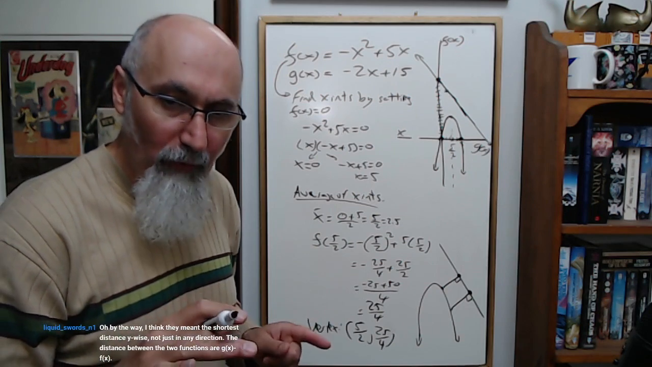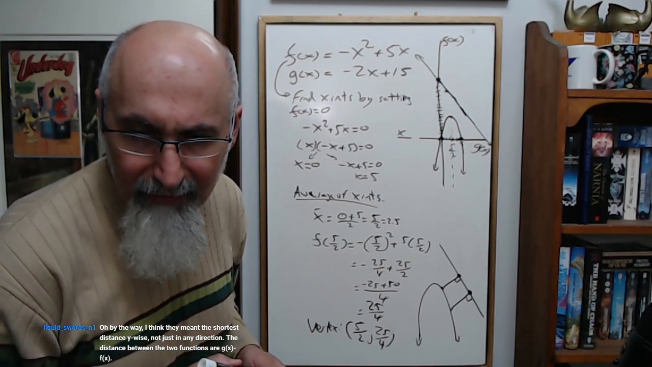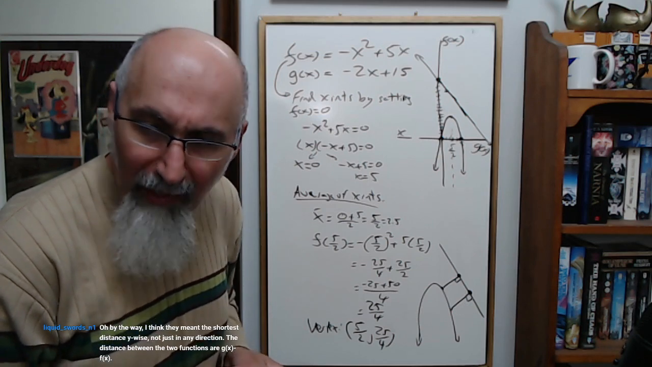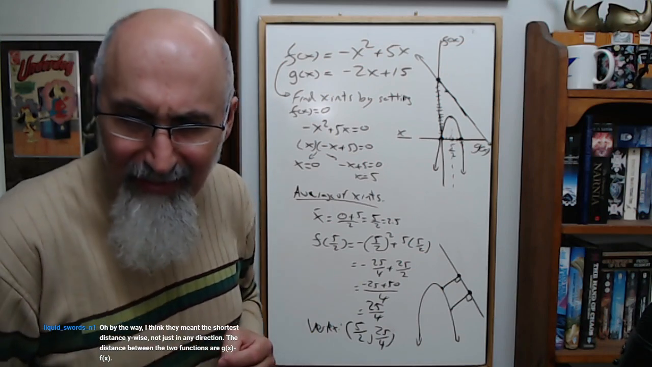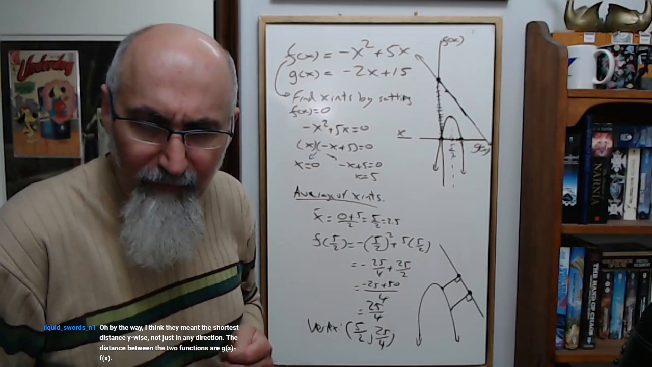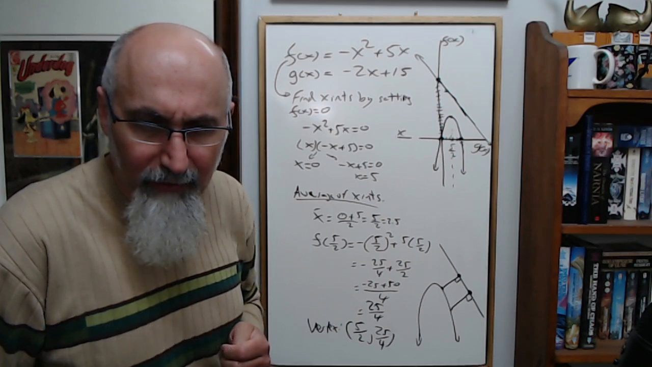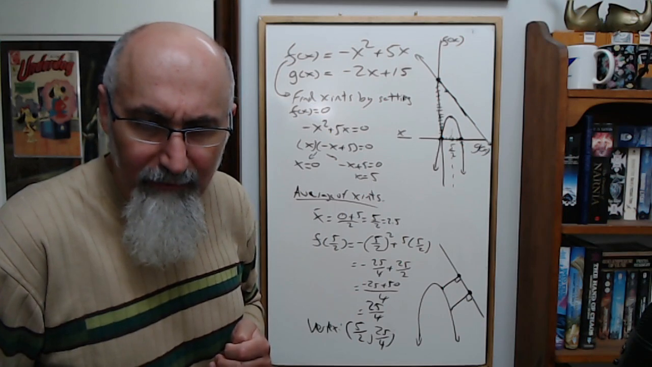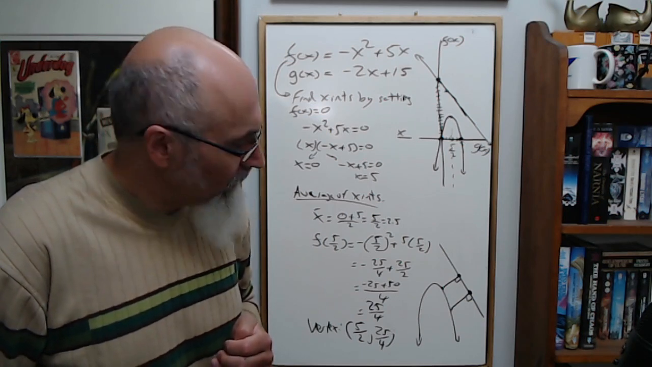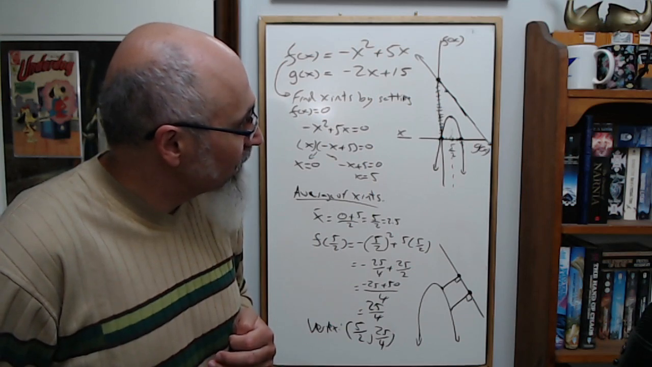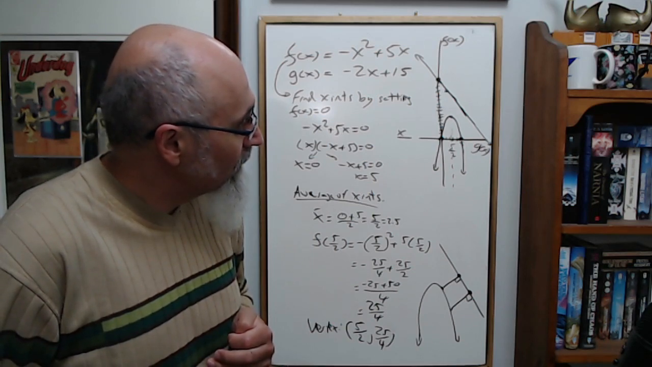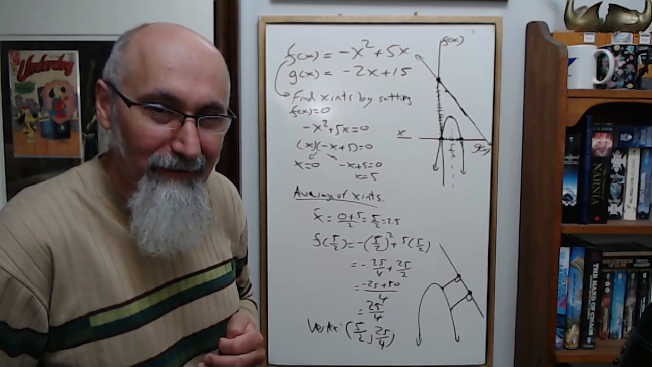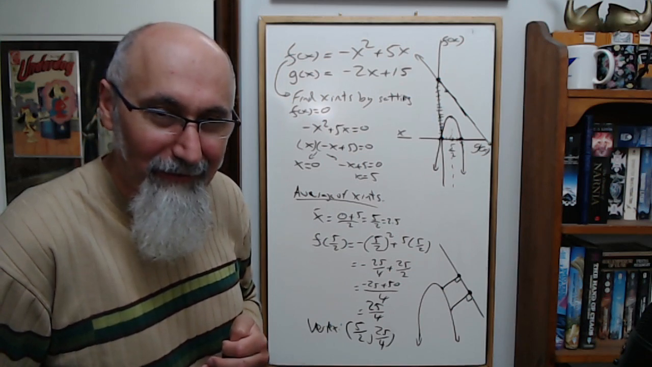Now, if they gave you the point, oh, by the way, I think they meant the shortest distance y-wise. Oh, y-wise, not just in any direction. The distance between the two functions is g of x minus f of x. Okay, y-wise. Oh, that makes it easier. I believe so, right?